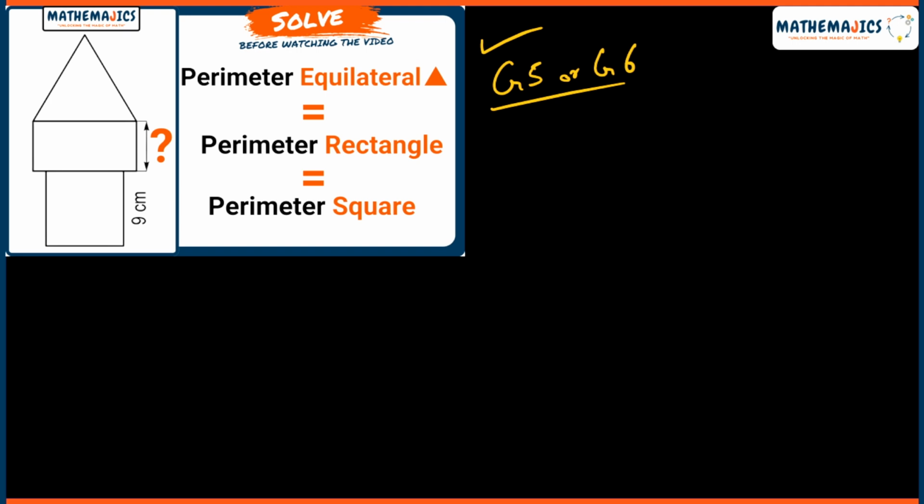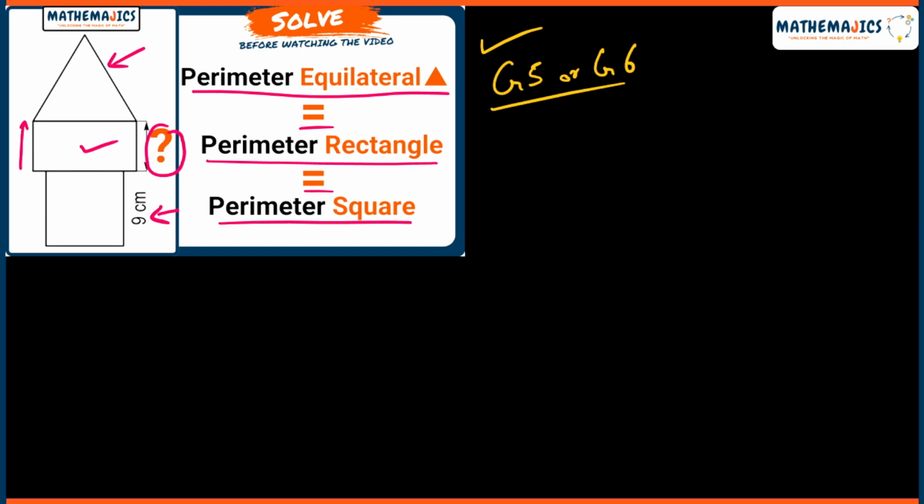In this question, we are given a figure which is made up of an equilateral triangle, a rectangle and a square. Yes? And it is given that the perimeter of the equilateral triangle is equal to the perimeter of the rectangle, which is equal to the perimeter of the square. So the perimeters of these three figures are equal to each other. And what do we need to find out? We need to find this question mark. That means the height of the rectangle we need to find out. What is the height of the rectangle?